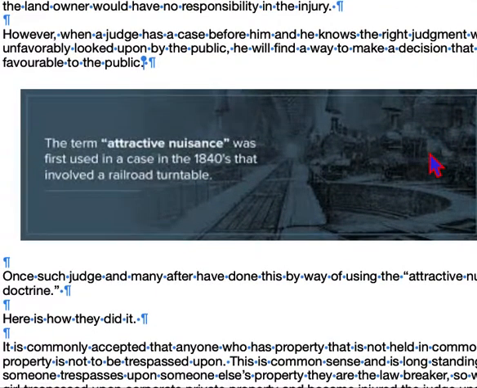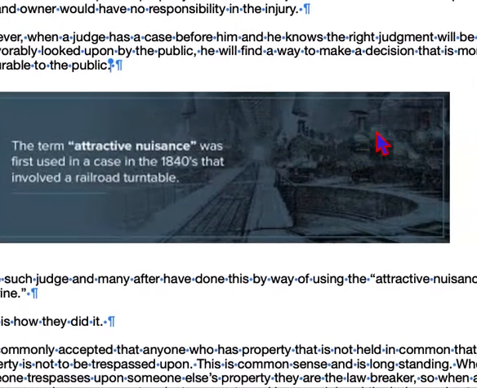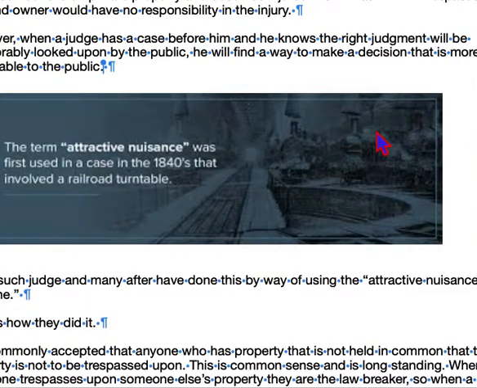It's commonly accepted that anyone who has property that is not held in common, that the property is not to be trespassed upon. This is common sense and is long-standing. When someone trespasses upon someone else's property, they are the lawbreaker. So when a little girl trespassed upon corporate property and became injured, the judge understood that ruling in favor of the corporation would have been an unfavorable decision. So he used a fiction by creating a doctrine called attractive nuisance doctrine.